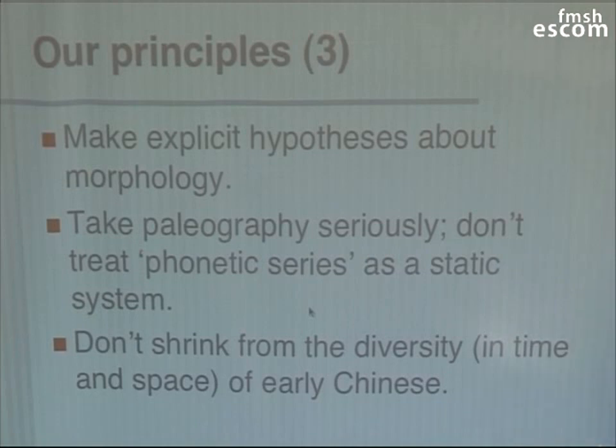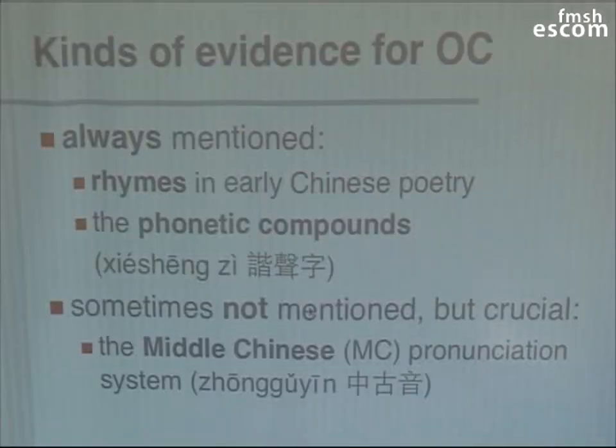And of course, we want to know not just what the earliest Old Chinese system was, but also how it developed. So let's turn to kinds of evidence for Old Chinese. These two things are always mentioned: the rhymes in early Chinese poetry, mainly the Shijing, or the Book of Odes, and also the phonetic compounds, or xiesheng zi, which make up over 90% of the Chinese script. Sometimes it is not mentioned, but it is crucial to use the Middle Chinese pronunciation system, which dates from the rhyme books of the 5th and 6th century CE.